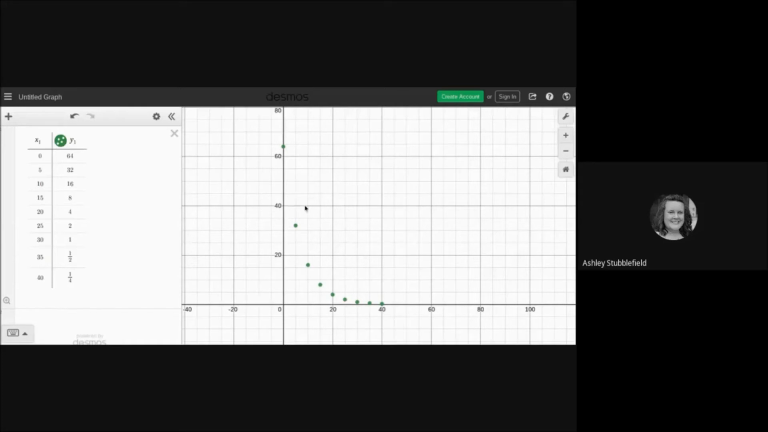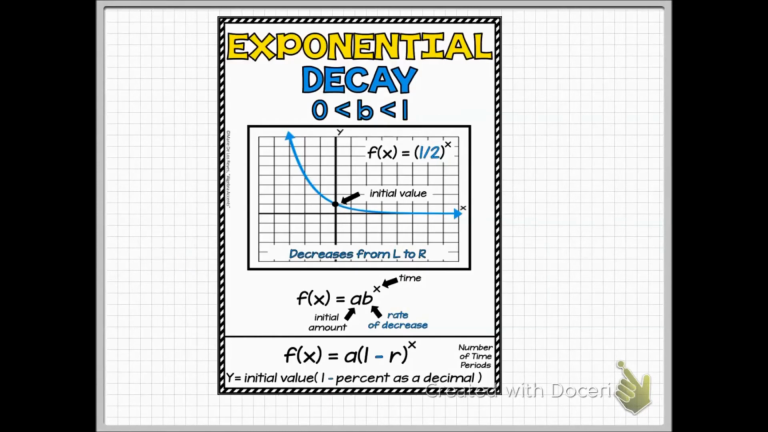So let's look at the exponential decay formula, which will be a little bit quicker. We won't have to graph every time. Let's look at it on the next slide. Let's look at our exponential decay formula.